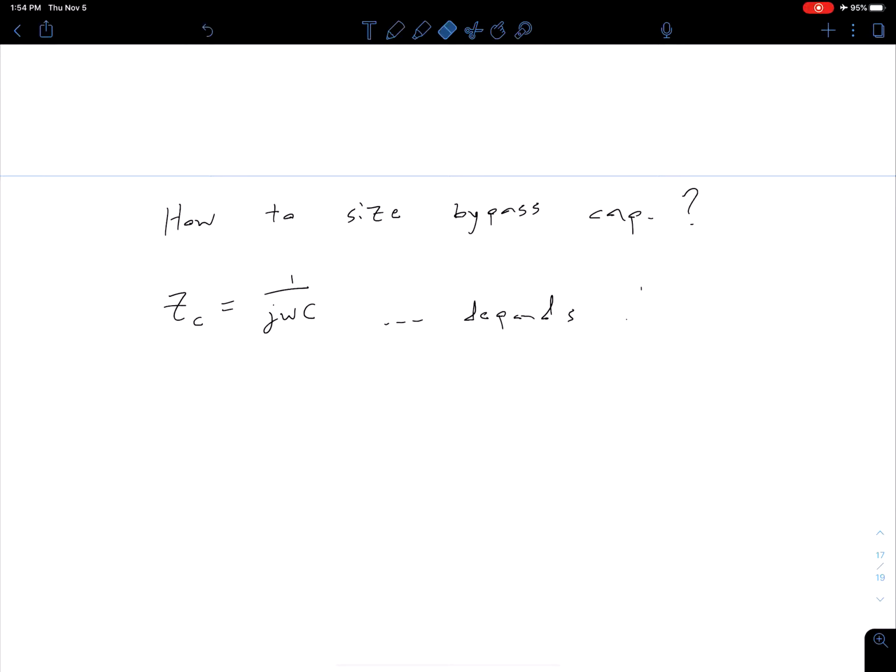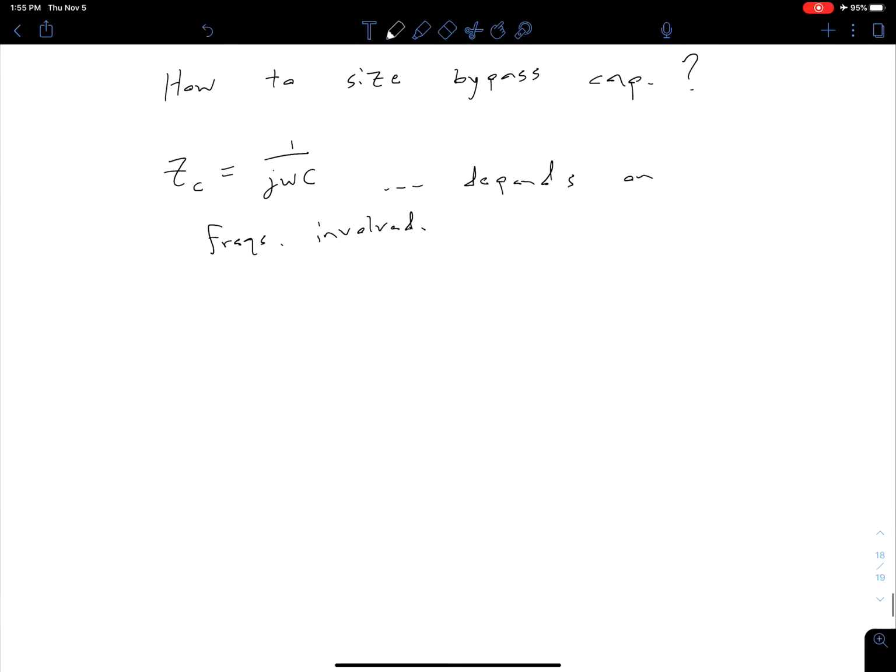So it depends on frequencies involved. So for instance, we could think of two extreme cases. We could think of a lower frequency circuit. So if we have lower frequency, and or if we have some larger voltage current magnitude, so lower frequency and a larger voltage current, then what we're going to want to do is have a larger capacitor.